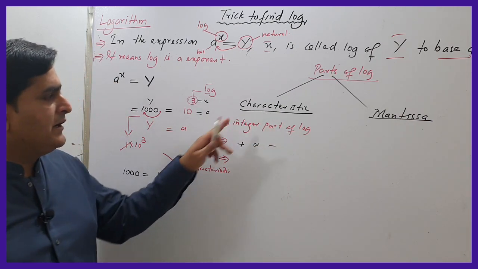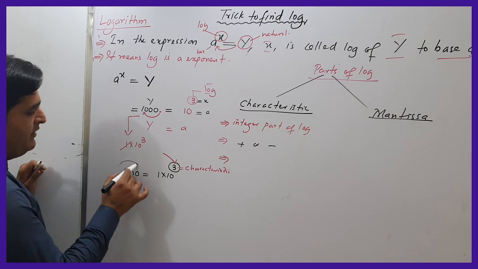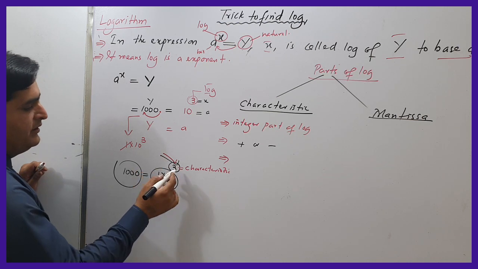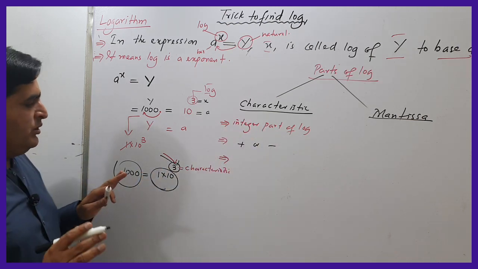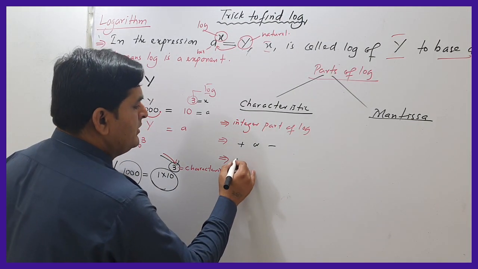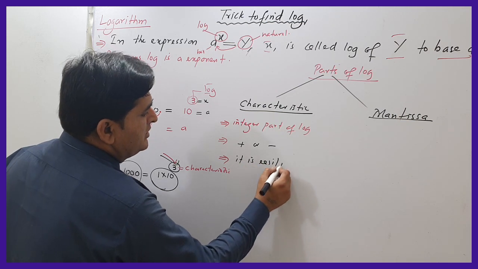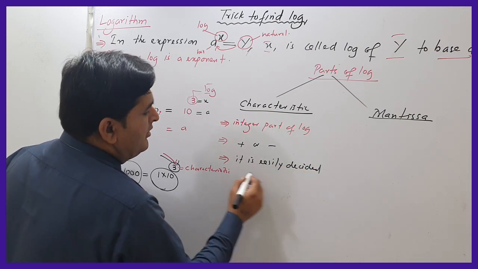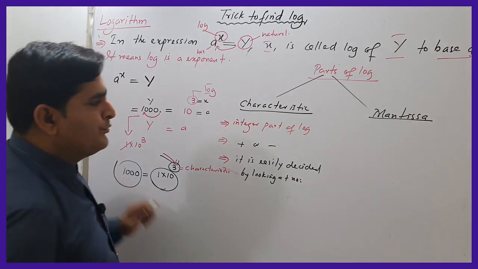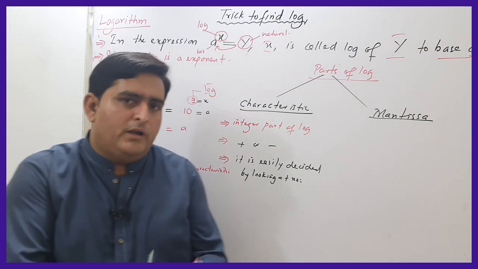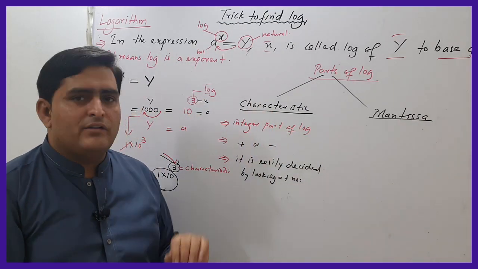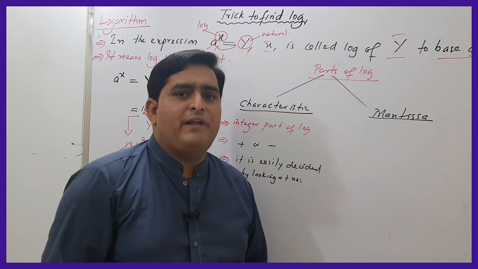Thirdly, we can easily decide the characteristic by looking at the number. We had 1000, we converted it into a scientific number, and notice the power is the characteristic. So just by seeing the number we can decide its characteristic. We look at the number, convert it into a scientific number, and in scientific form the exponent is called the characteristic.